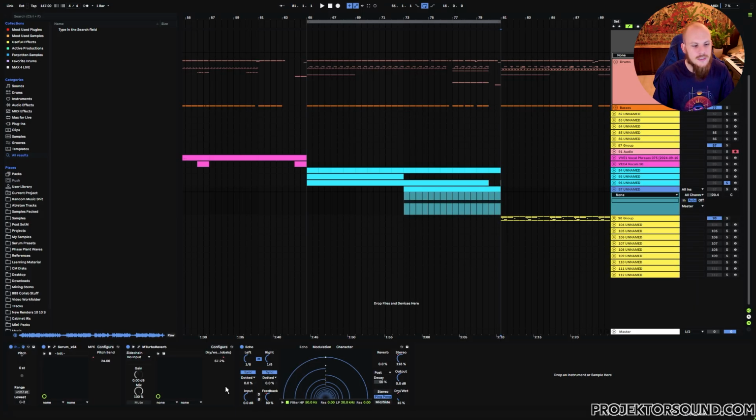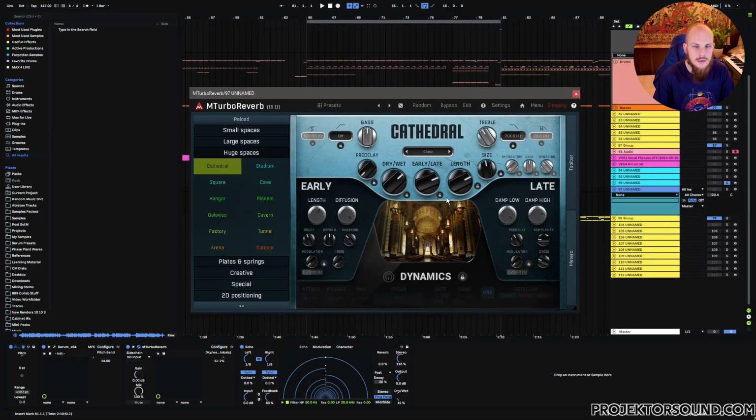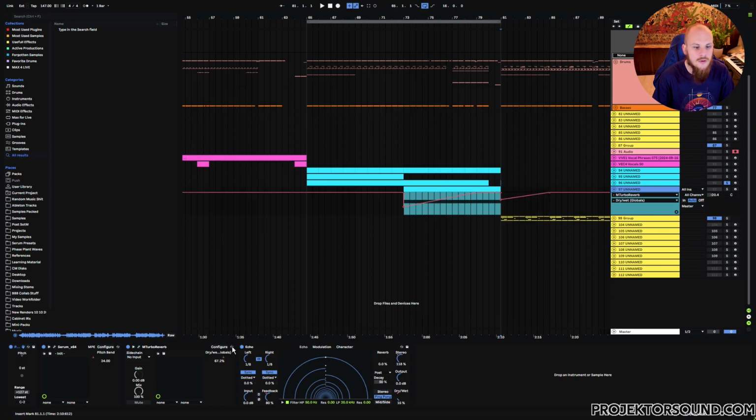And that is again the reason why in this last patch what you'll see is a dry wet which is set higher. You can also see that we're automating this dry wet, so this dry wet actually goes up to 100% towards the end here. It starts a lot lower, but it goes up over time.